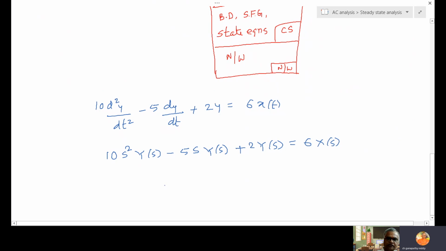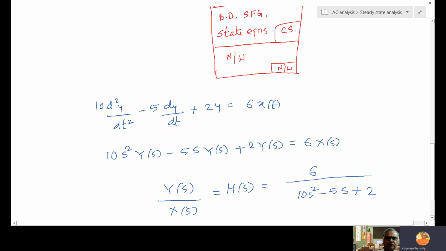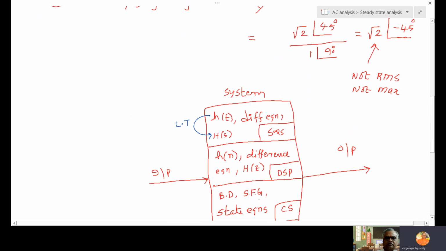What is the transfer function definition? It is the ratio of Laplace transform of output by input. This is nothing but h of s. H of s is a system function or transfer function. So what is the answer? 6 by 10s square minus 5s plus 2. This is h of s. So I explained how to convert differential equation into h of s.